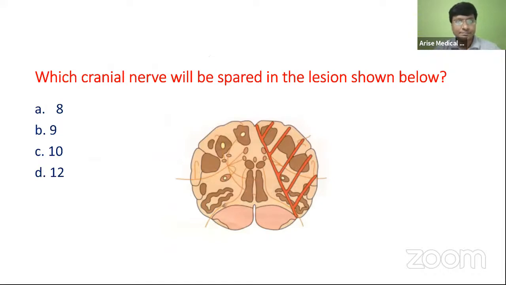So the first question, in the image given to you, which cranial nerve will be spared in the lesion shown below? 8th cranial nerve, 9th cranial nerve, 10th cranial nerve, 12th cranial nerve. So the question asked is spared, right? So first of all, based on the image which is given to you, you should be able to make out what is the lesion. So what it has shown is that this part of the brain is damaged, right? It's gone.